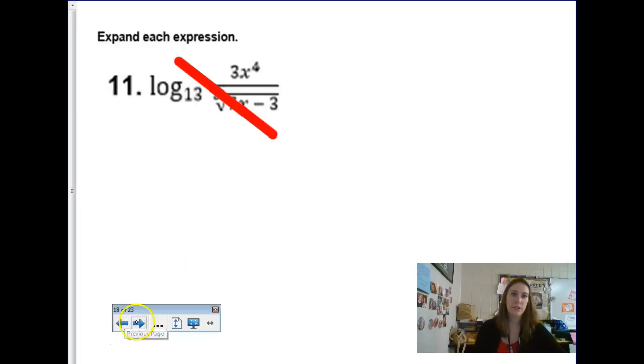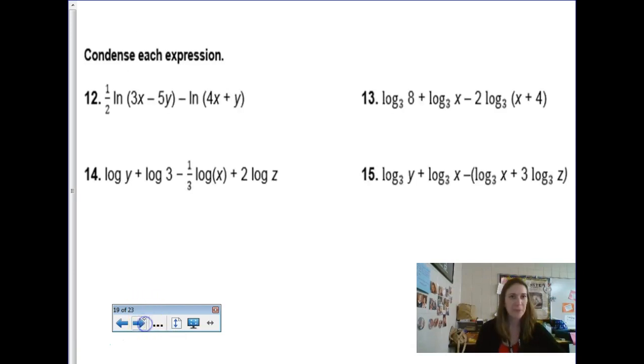All right, apparently Mrs. Hoffbar did not like number 11, so she went ahead and crossed it off. I didn't think it was too bad. It's all right. Okay. Here's some more practice with condensing.